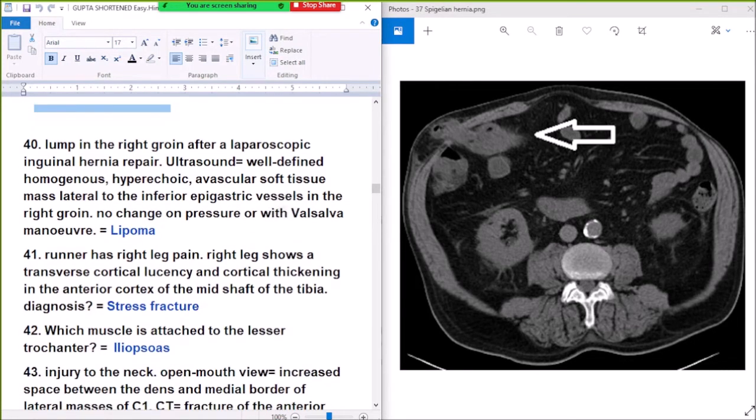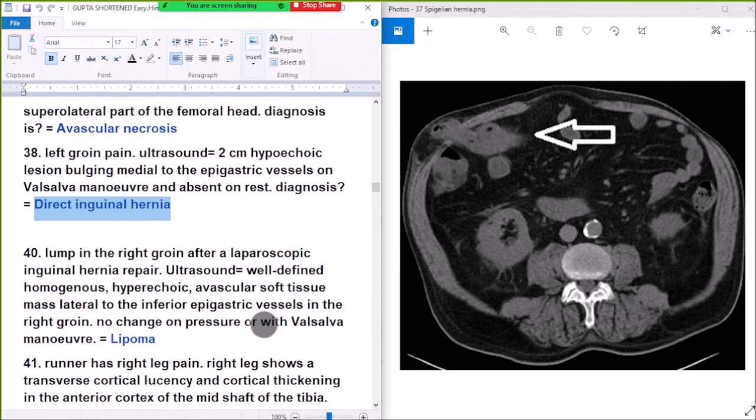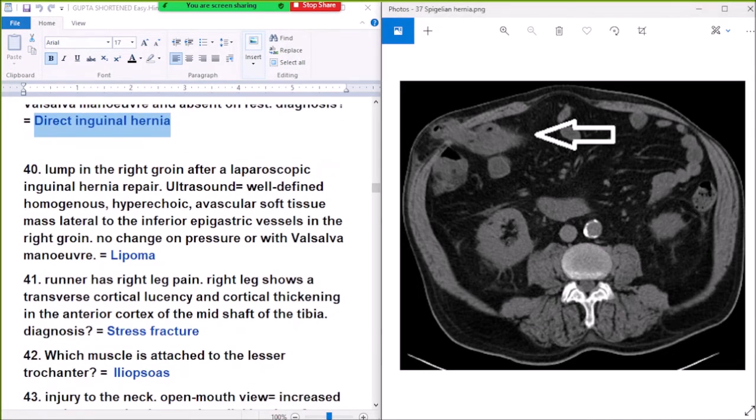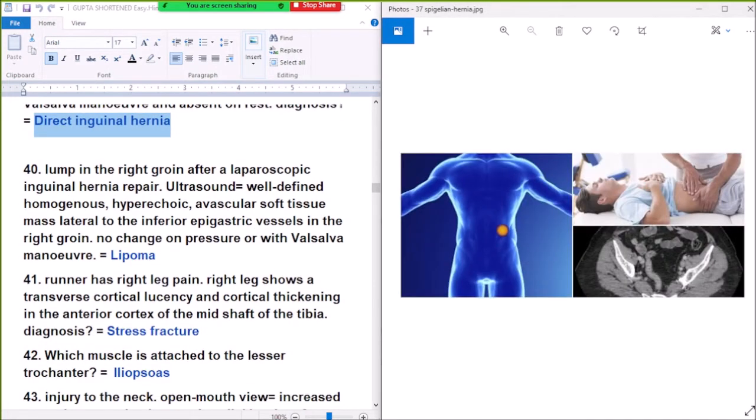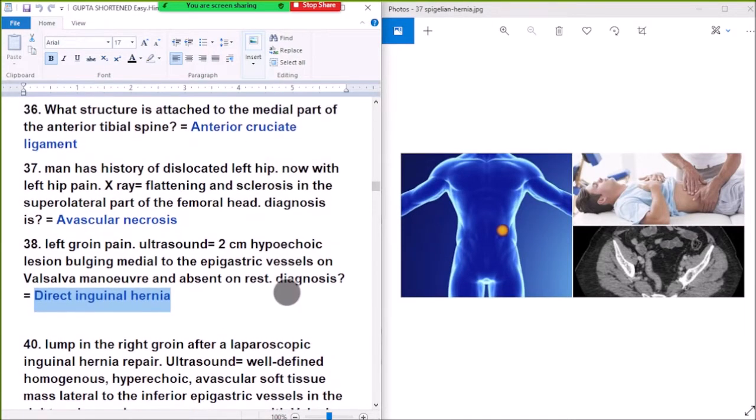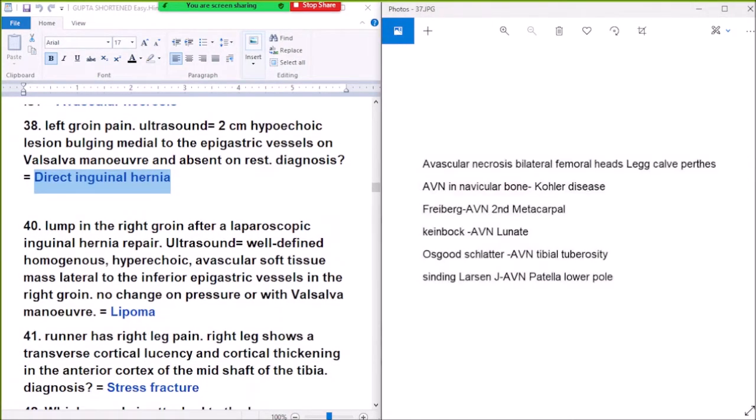Question number 39. Avascular necrosis, navicular bone, Köhler disease. Okay, Kienböck disease, avascular necrosis, lunate.